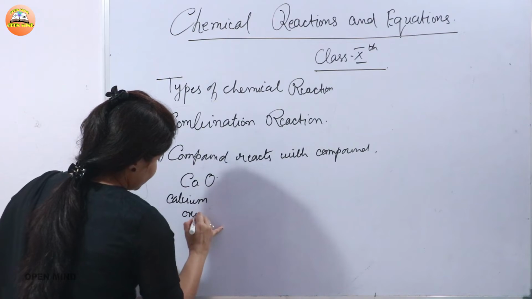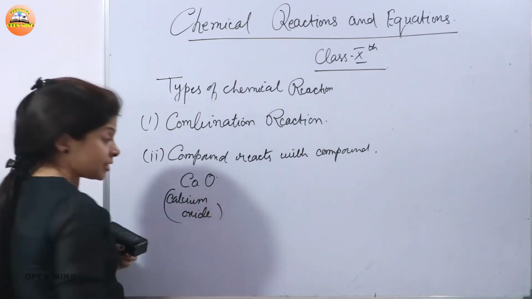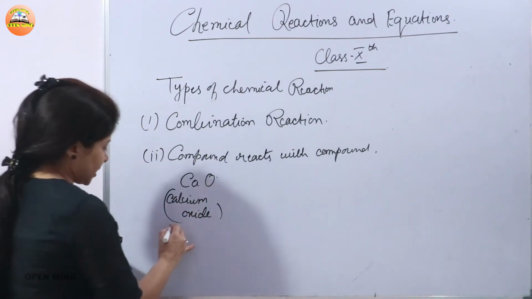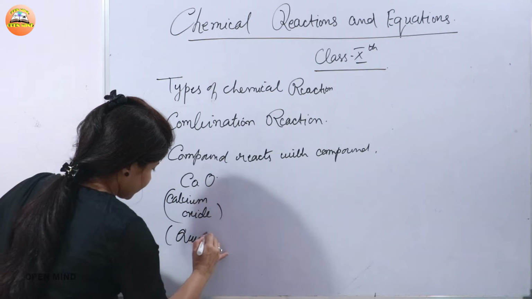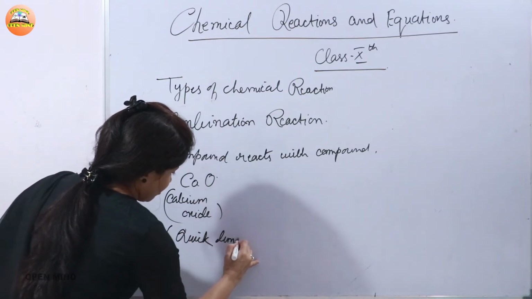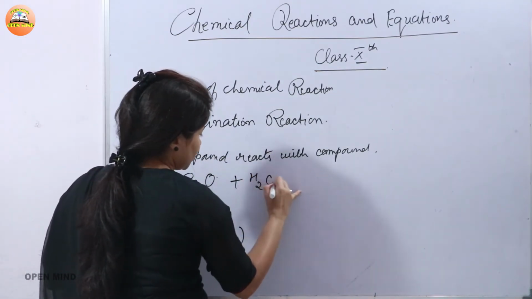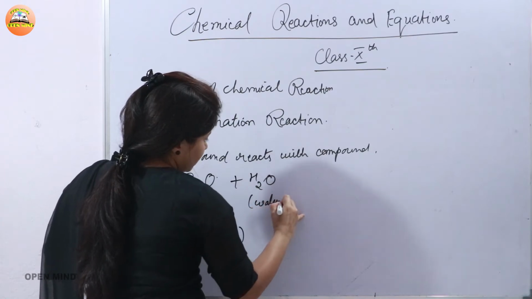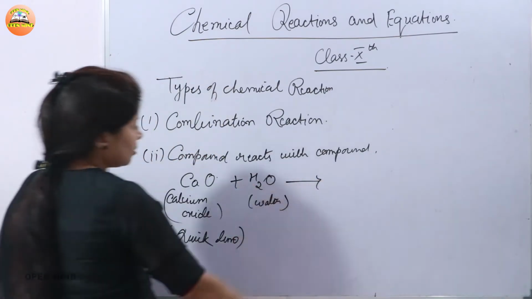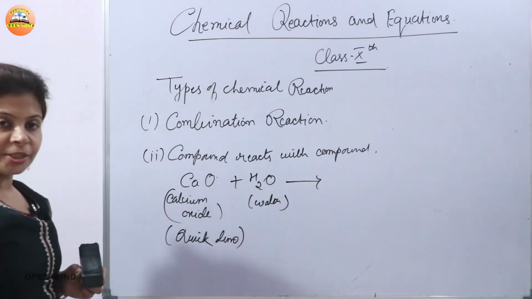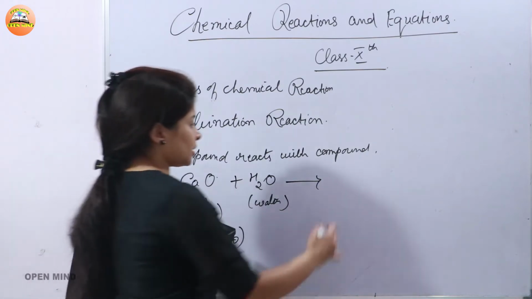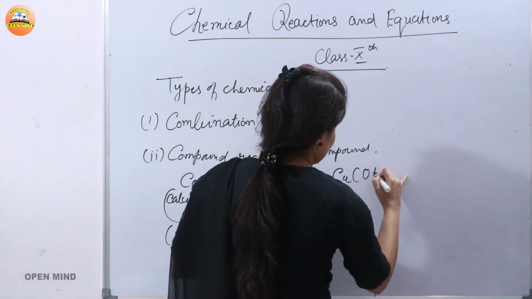Calcium oxide. Do you know what is the other name of calcium oxide? The other name of calcium oxide is quicklime. Okay. Take another compound. I'll take water. So now CaO plus H2O, that is calcium oxide plus water. It will give you what? Calcium hydroxide.